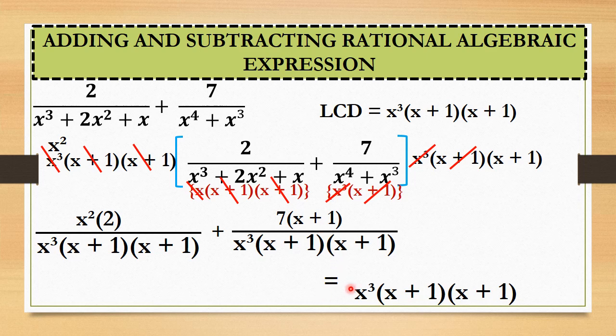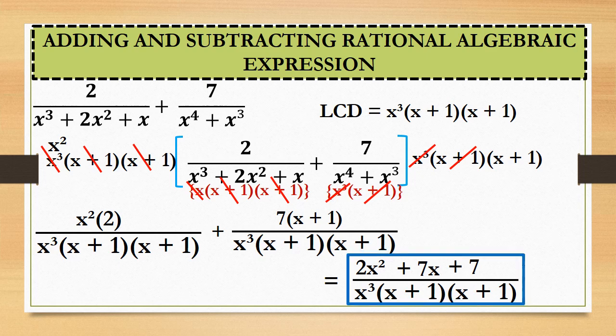So, keep the LCD, x cubed times x plus 1 times x plus 1. Then, combine the numerator. So, x squared times 2, we have 2x squared plus 7 times x, that is 7x. So, plus 7x. Then, 7 times 1, that is positive 7. So, ito na, yung numerator natin hindi na kayang i-factor. So, ito na yung simplified form ng ating rational algebraic expression.